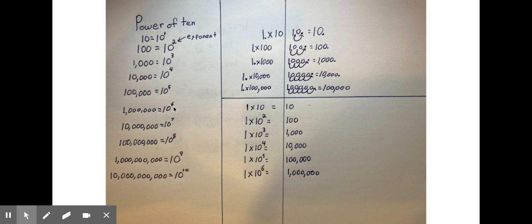Fine. 10 to the sixth power. That's 10 times 10 times 10 times 10 times 10 times 10. I should have 6 zeros. That's why there's a 6 there. It multiplies itself 6 times. Let's see. 1, 2, 3, 4, 5, 6. Yep, that worked. Okay, next one.